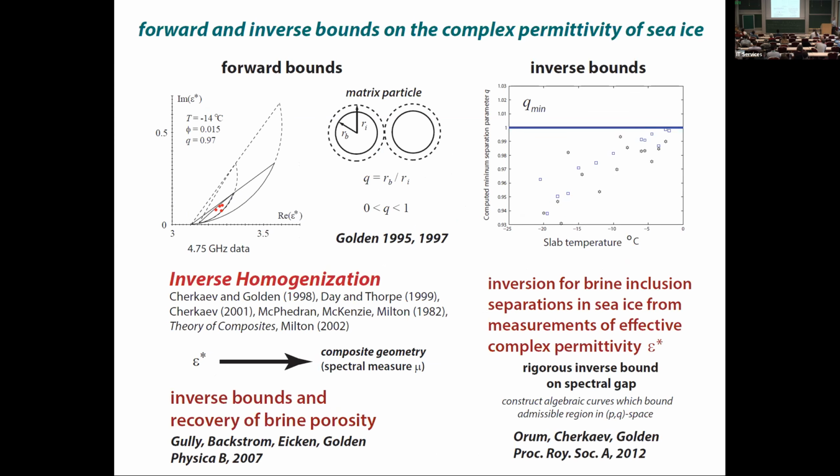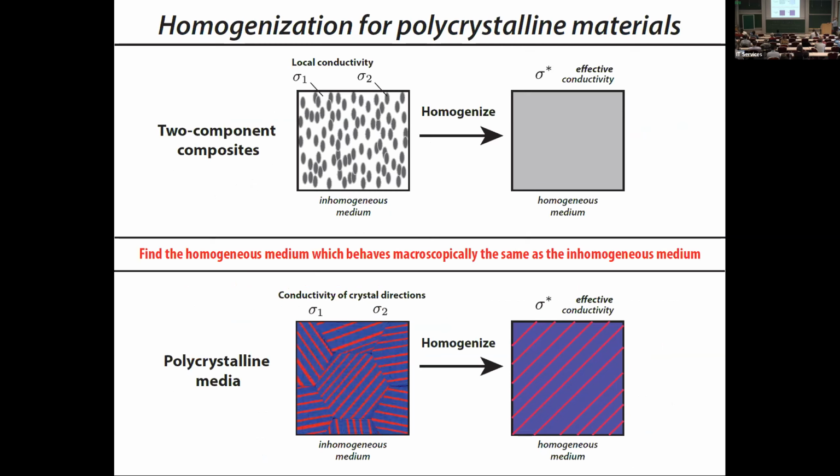One of the main uses of these powerful integral representations is to get literally rigorous bounds, rigorous information. You don't know exactly what's in the material, but you can get rigorous bounds on the homogenized or effective property. These are complex permittivity results here. We've done inverting for the connectivity of the brine inclusions and so on from bulk measurements, as well as a number of other results here.